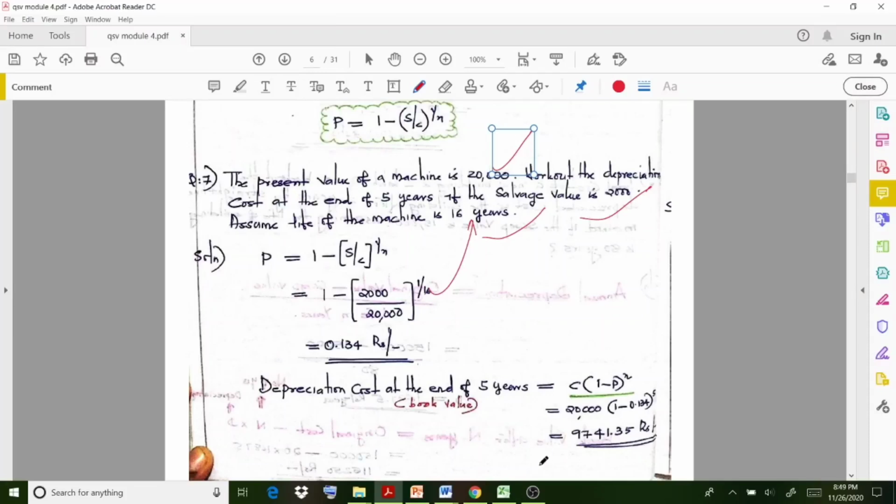Then after 5 years, this book value you can calculate. C multiplied by 1 minus P raised to N. If you substitute, you will get this value. Direct substitution, isn't it? Okay.